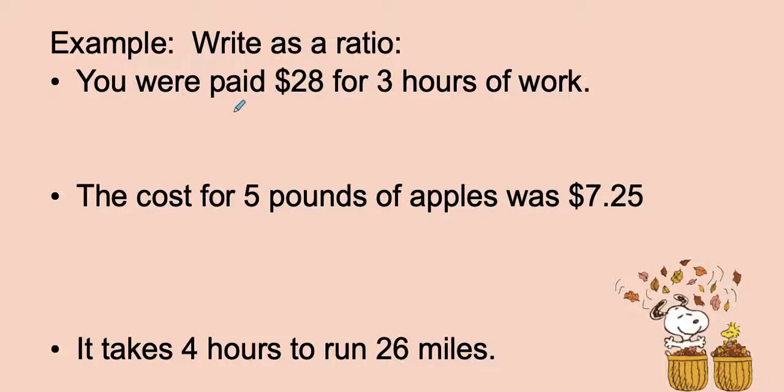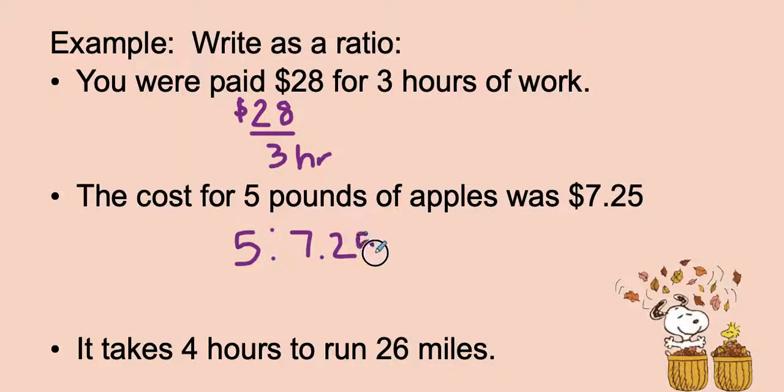If I say you were paid $28 for 3 hours of work, I could say $28 per, there's my fraction bar. That per is just where you put your fraction bar. $28 per 3 hours. So there's in fraction form, there's my ratio. I could say 5 pounds per $7.25. Let's take a look at that one for just a second.